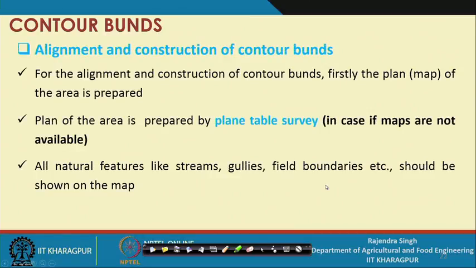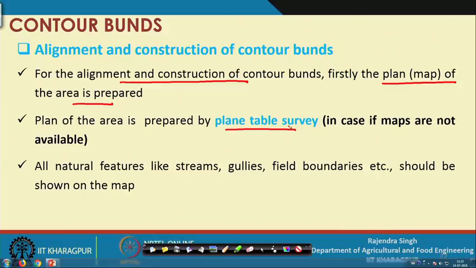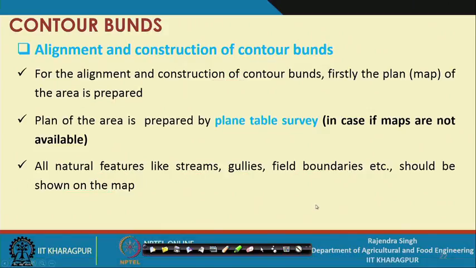So, once we have decided various cross sections, and we know the cost of work, then lastly it comes to alignment and construction of contour bund. For alignment and construction of contour bunds, we first need the plan or the map of the area. That map may be readily available with us, or we can go for plain table survey if the map is not available. In today's time, we can also use digital elevation maps or ArcGIS software for creating the maps. And on the map, of course, all natural features like streams, gullies, and field boundaries have to be shown. So, the complete map either has to be available or has to be created for alignment and construction of contour bunds.